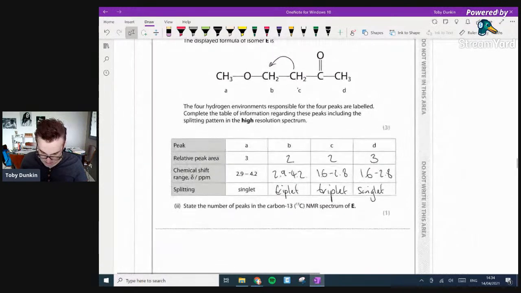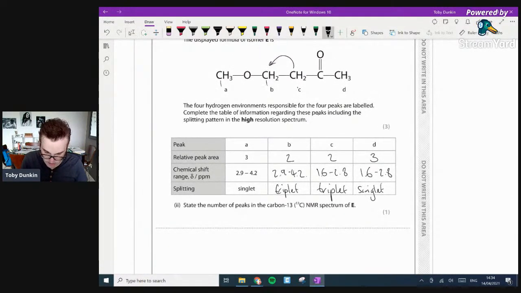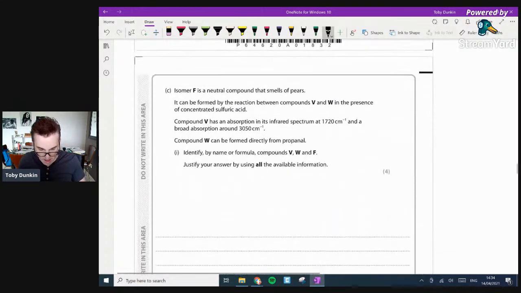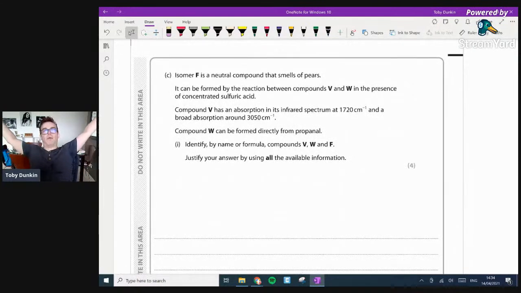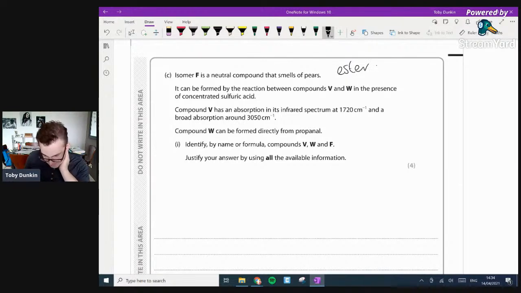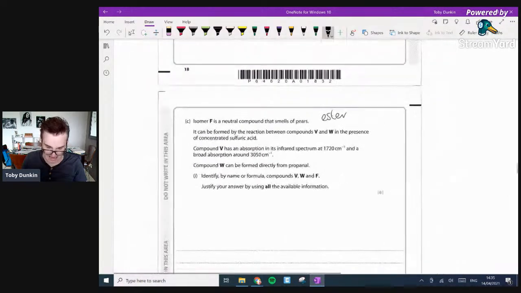State the number of peaks in carbon 13. 1, 2, 3, 4, 5. No symmetry, 5. Moving on. Isomer F. I'm loving this game, by the way. It's nice to see so many different isomers in these questions of building them. Isomer F is a neutral compound that smells like pears, so it's an ester. It can be formed by the reaction of V and W in the presence of concentrated sulfuric acid.